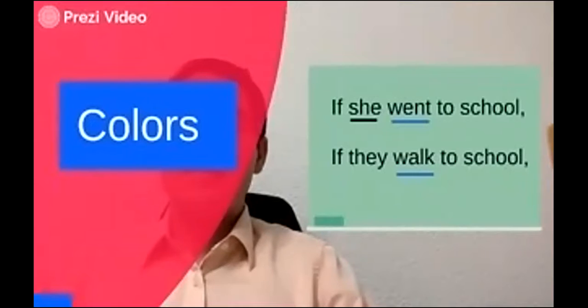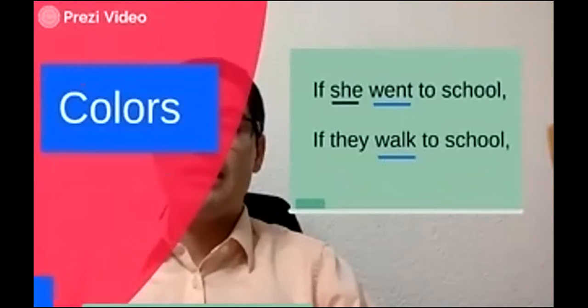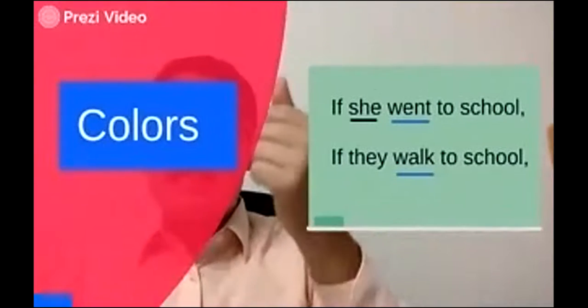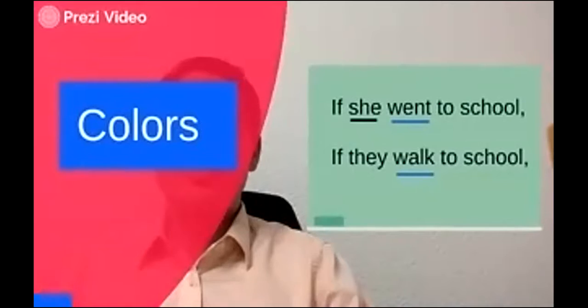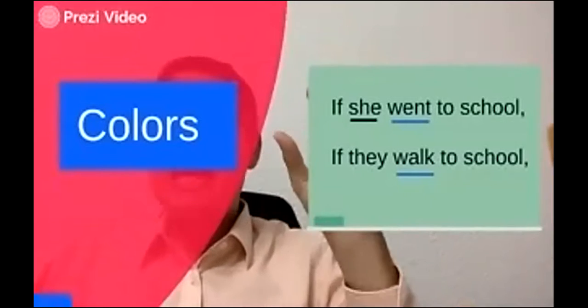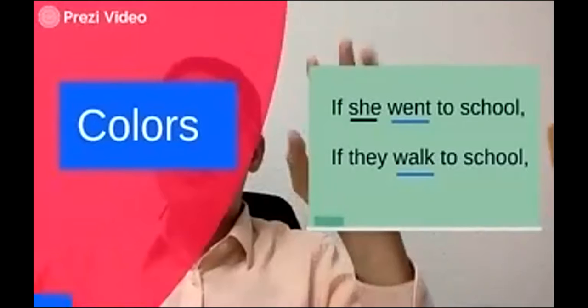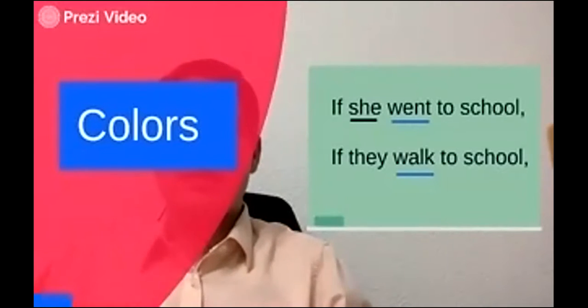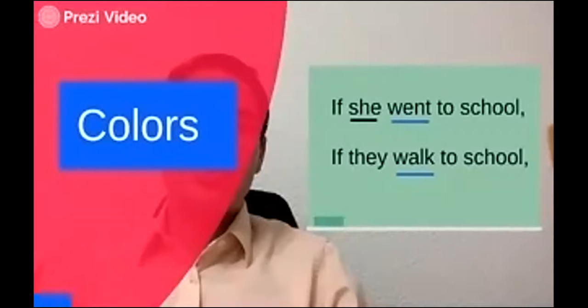Colors, I think, is something that all teachers really use very well. In the first sentence, if she went to school, the teacher writes, if she went to school, black is the subject, blue is the verb in past. The student writes or says, if they walk to school.